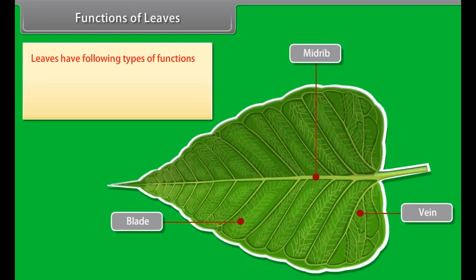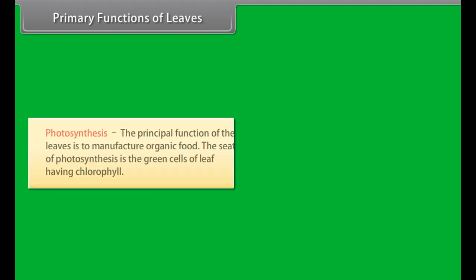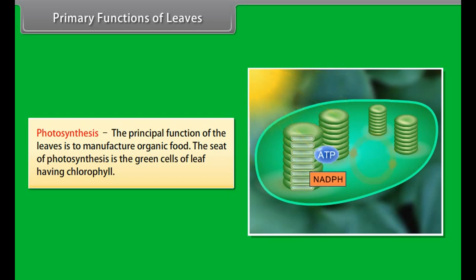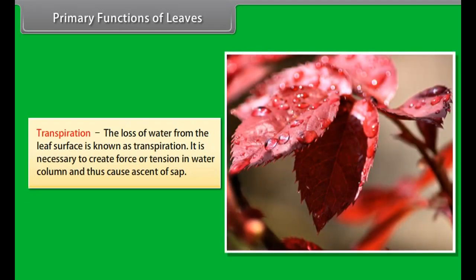Functions of leaves. Leaves have following types of functions: primary or main functions, secondary or accessory functions. Primary functions of leaves. Photosynthesis. The principal function of the leaves is to manufacture organic food. The seat of photosynthesis is the green cells of leaf having chlorophyll. Transpiration. The loss of water from the leaf surface is known as transpiration. It is necessary to create force or tension in water column and thus cause ascent of sap.